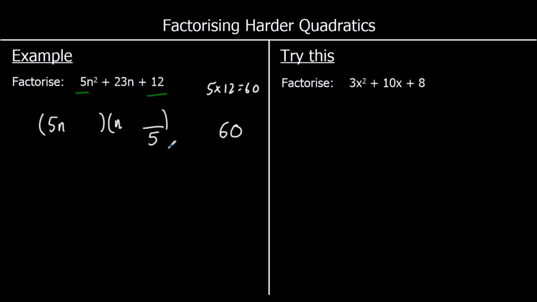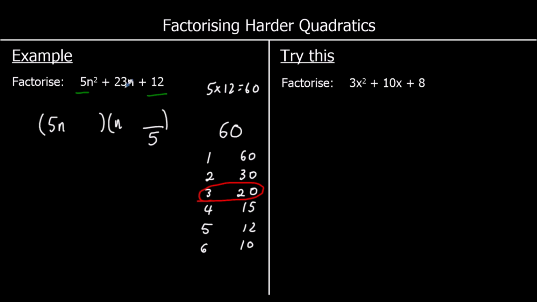So let's look at what multipliers make 60. We can have 1 60, 2 30s, 3 20s, 4 15s, 5 12s, and 6 10s. So which of those can give me 23? That's going to be 3 and 20.